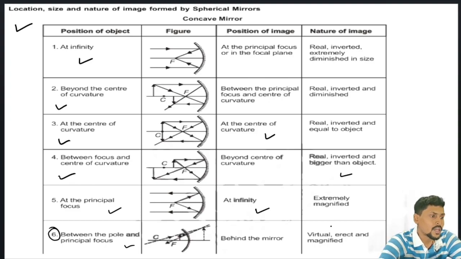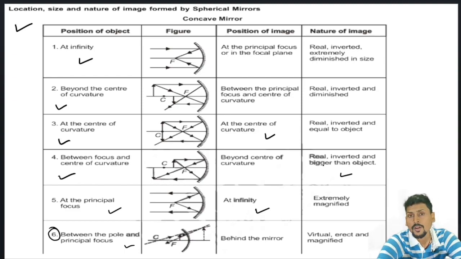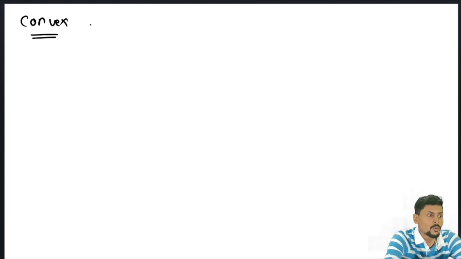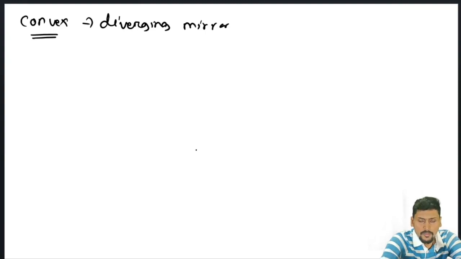So these are the images, the nature of image and the position of image for different object positions in the case of a concave mirror. But for the convex mirror, we will discuss only two cases. So a convex mirror is known as a diverging mirror. Why? Because if a parallel beam of light is incident on the convex mirror, it will be diverged.